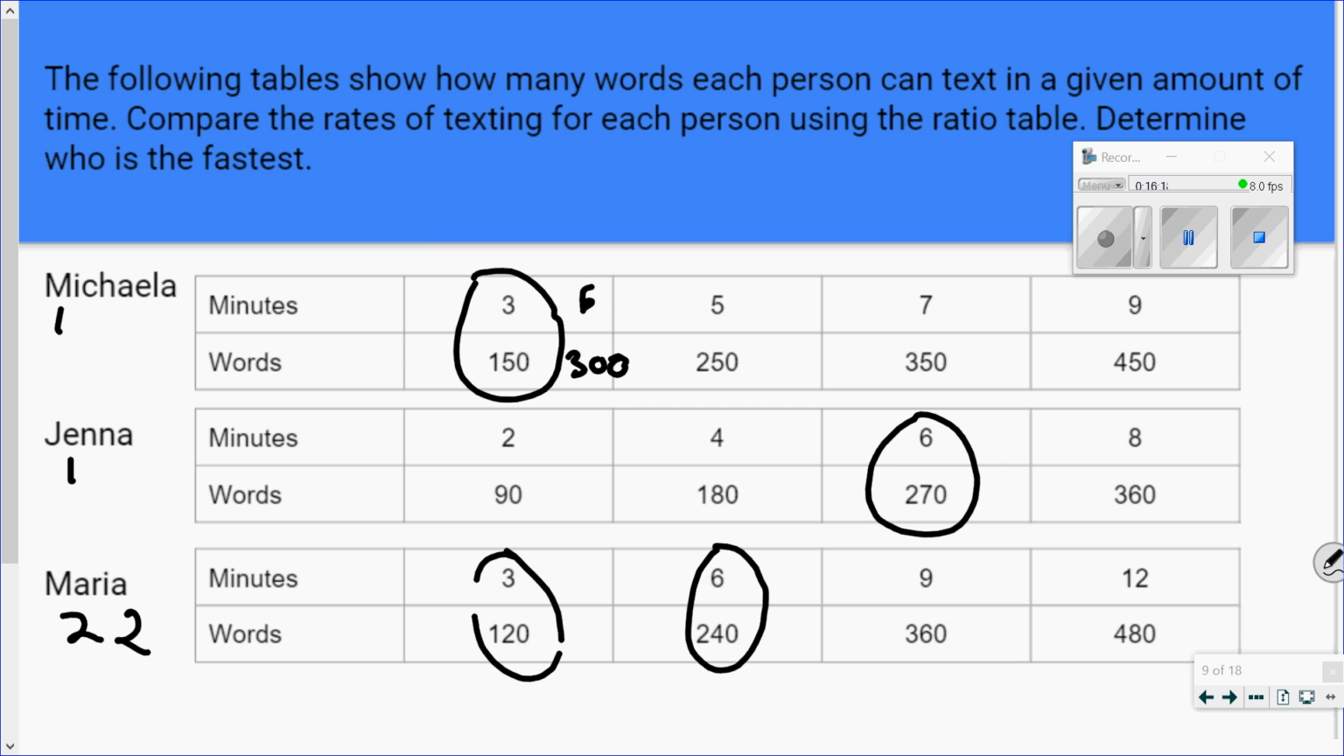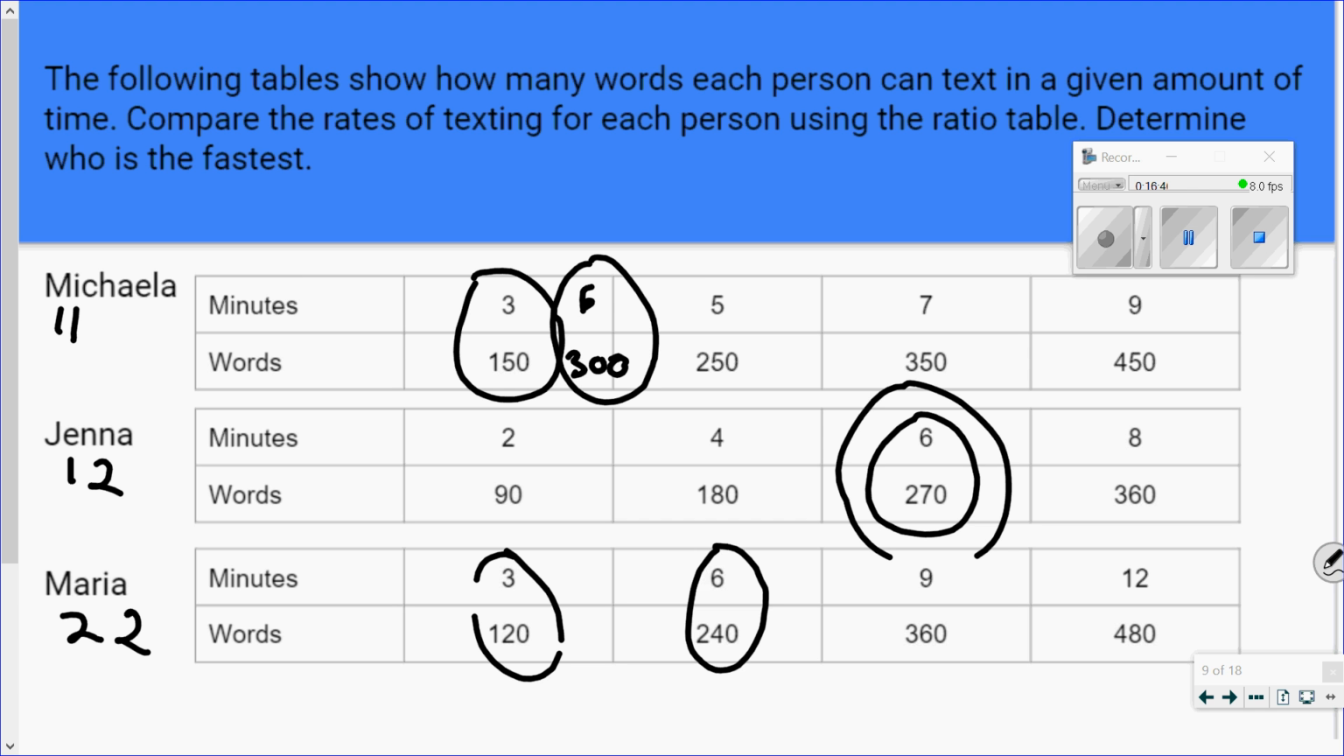Jenna has 6 minutes, 270 words, and what Mia did was she looked at Michaela's, and Michaela has 3 to 150, and all she did was double it, and that gave her 6 to 300. So now she can compare. She can compare this and this right here, and she can tell that Michaela's faster and Jenna is second.